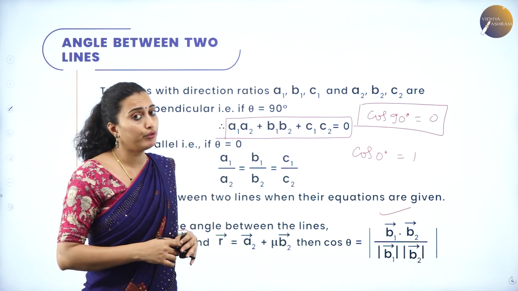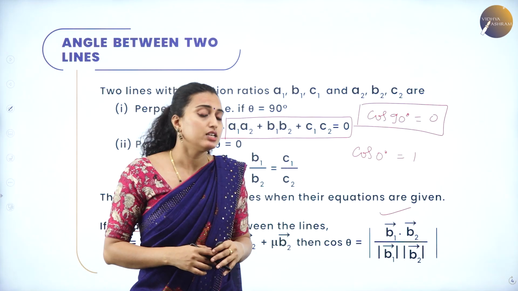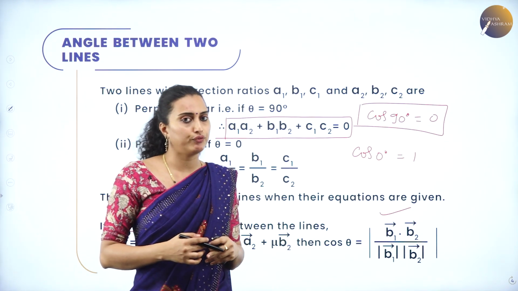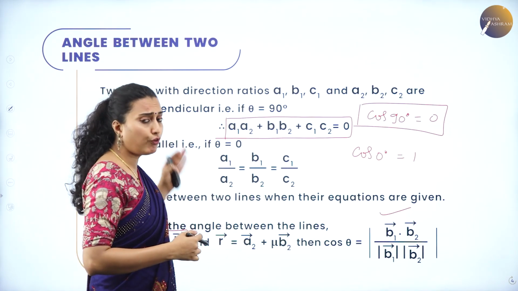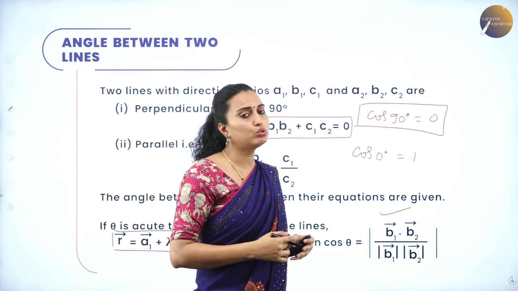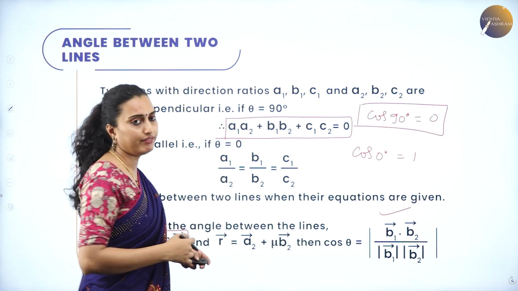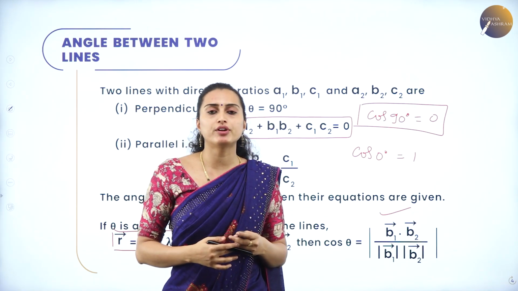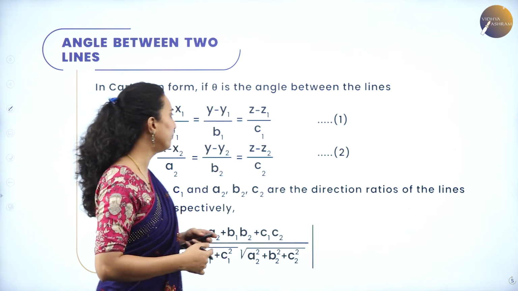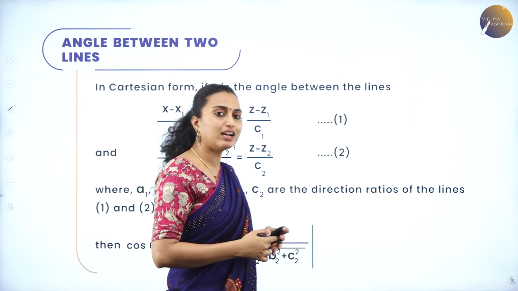You already know how to find the dot product, isn't it? Similarly, how to find the magnitude of the vector. Anyway, these formulae are all very important to solve the problem, dears. Now, we'll be moving on to the Cartesian form.